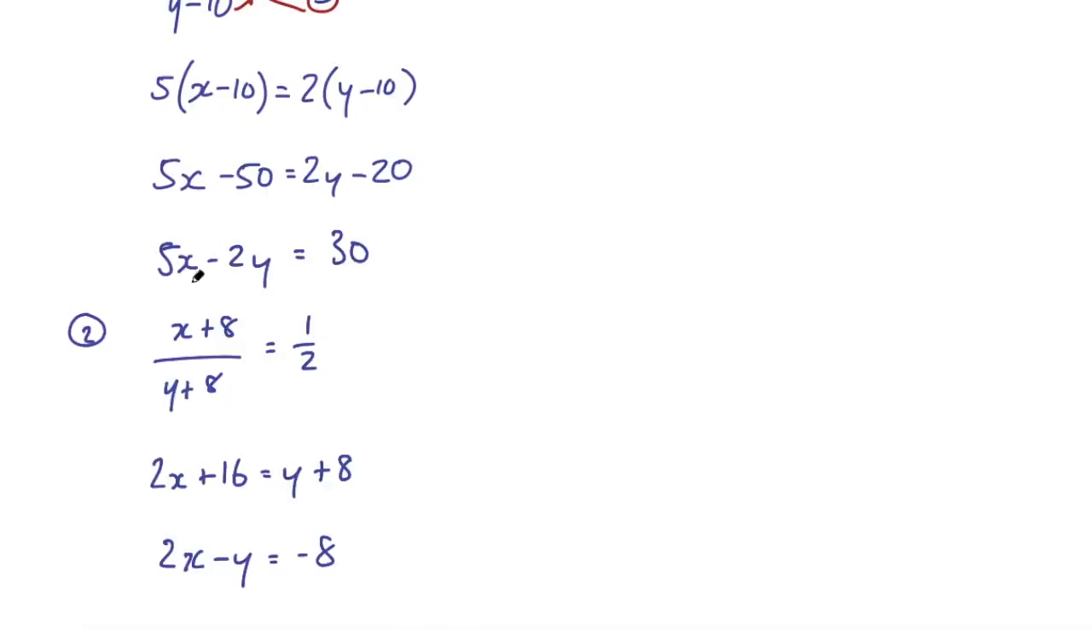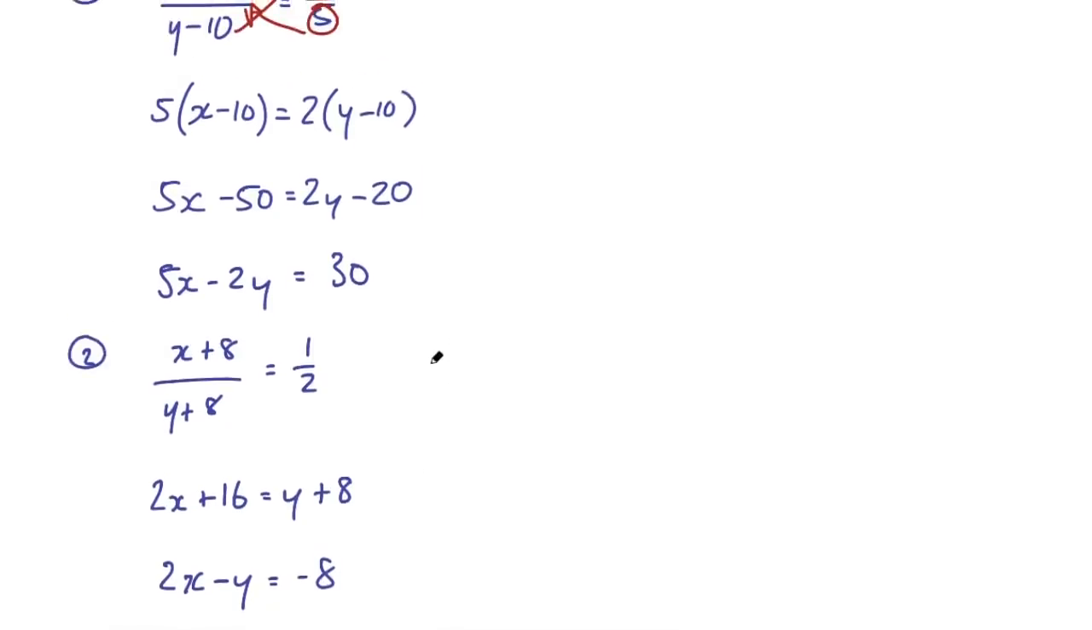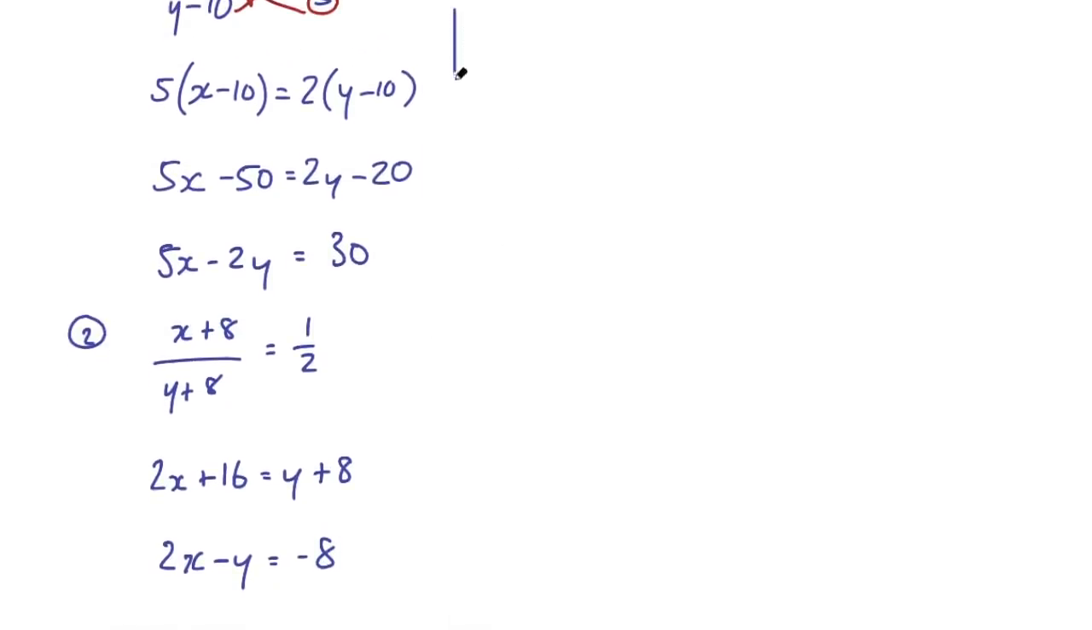So we have one equation looking like this, 5x minus 2y equals 30, and one equation looking like this, 2x minus y equals minus 8. And so if we take those two equations, we can solve them just as we would with regular simultaneous equations. Okay, so the first one is 5x minus 2y equals 30, and then I might use the elimination method.